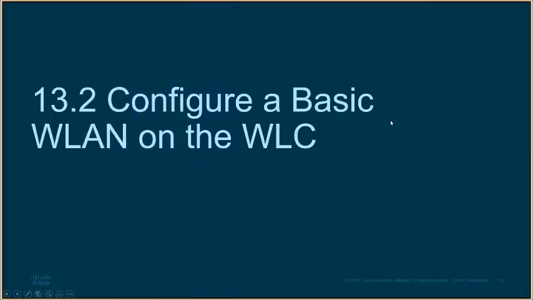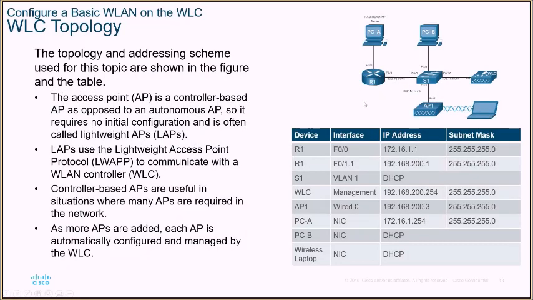Okay, so how do we configure a basic wireless LAN on a wireless LAN controller? So as you can see here, we've got the wireless LAN controller, and then we've got one access point, but typically, of course, going to the trouble of having a wireless LAN controller, you can have more than one access point, but anyway. And so we've got an addressing scheme here as well. So router 1 has got a couple of interfaces, and of course, there's the switch and the wireless LAN controller, and you've got the access point as well, and you've got the PCs that have got addresses.